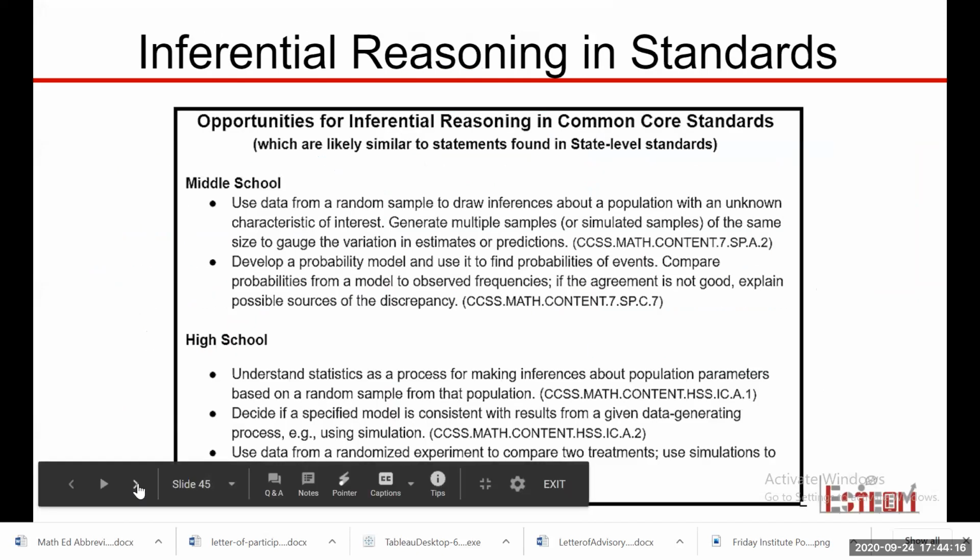Yep. But we talk a lot about how inferential reasoning is in the standards, and this is also one of the activities where we try to make that connection explicit.